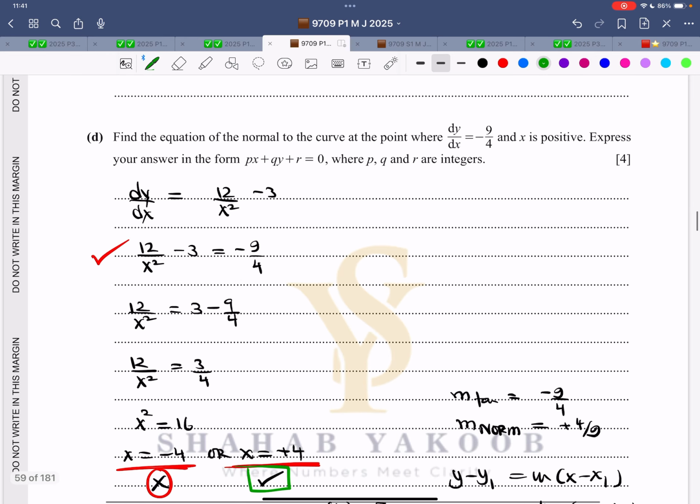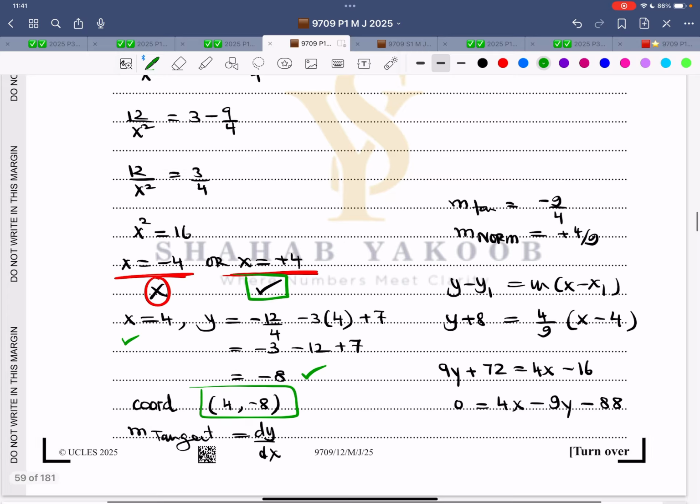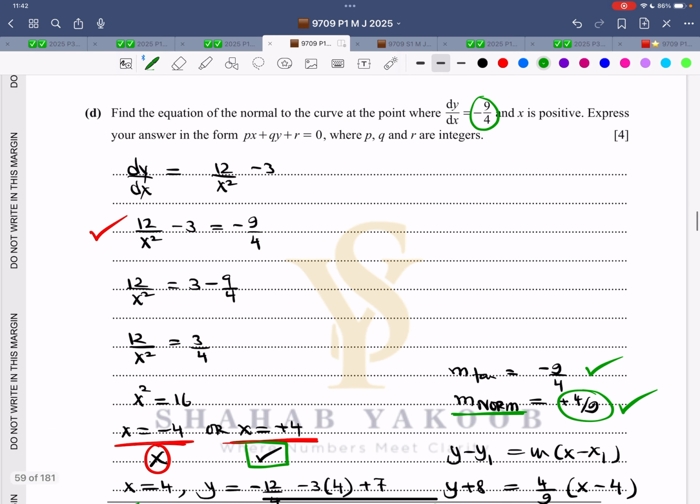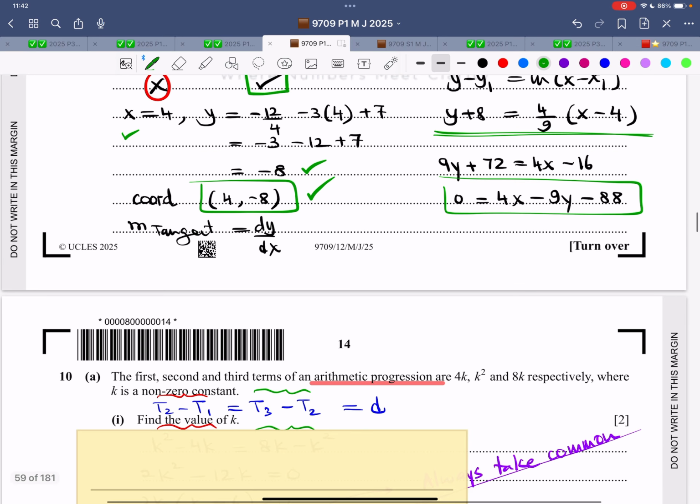That's already given. Therefore, gradient of tangent is negative 9 over 4. Gradient of normal is positive 4 over 9. So now we have 4, minus 8. We have positive 4 over 9. Write down the format of the equation and then simplify, because they want it in this form: px plus qy plus r, that is px plus qy plus r equals to 0. So this is done and dusted.